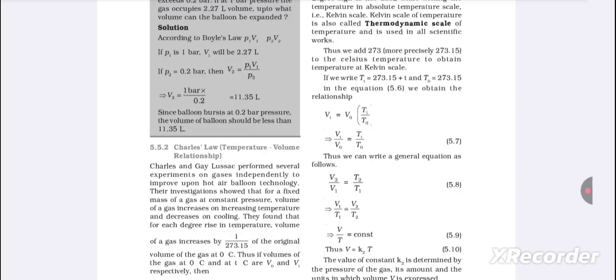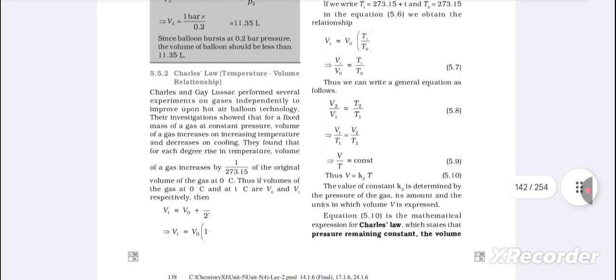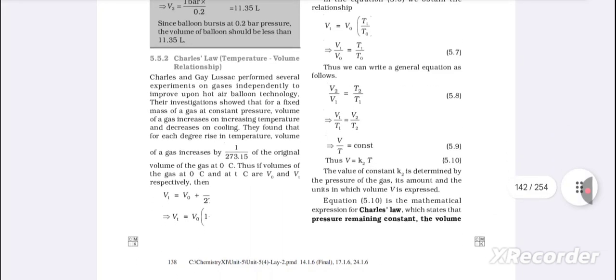Thus, if volume of the gas at 0 degrees Celsius and at t degrees Celsius are V naught and Vt respectively, then Vt equals V naught plus t by 273.15 times V naught.